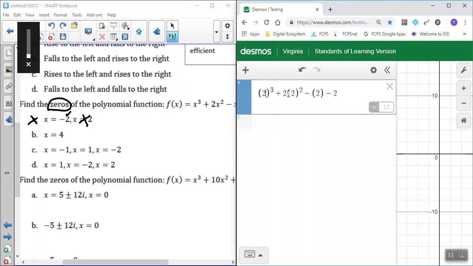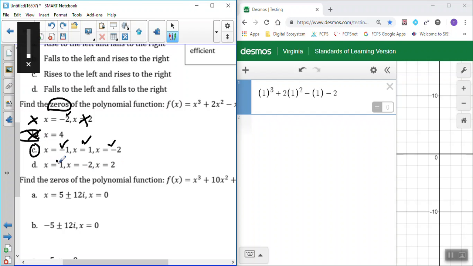Let's check 4. Let me change all this to 4. That gave me 90. That didn't work. Now let me check -1. Yep, that gave me a 0. So this one works. We know that the -2 works because I checked it up here, which means that I just have to check 1. Take out the negatives. Did I give it 0? Yep, all 3 of these check out. So the answer choice is C.